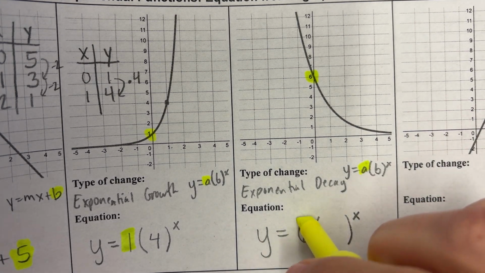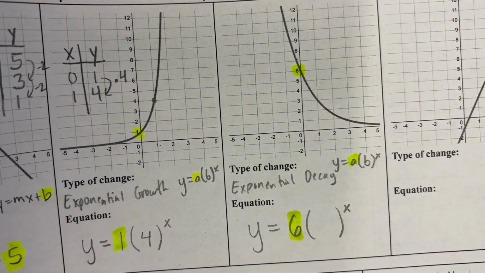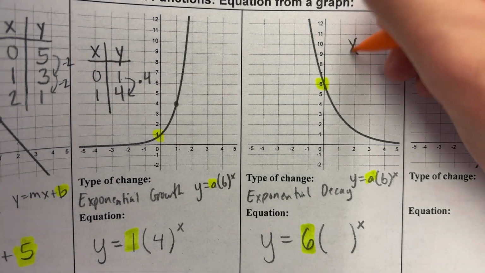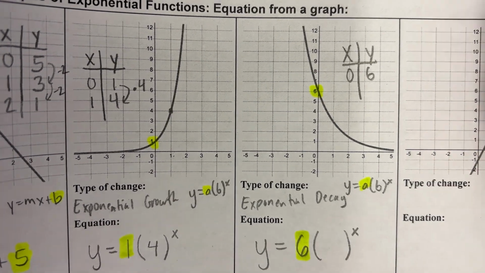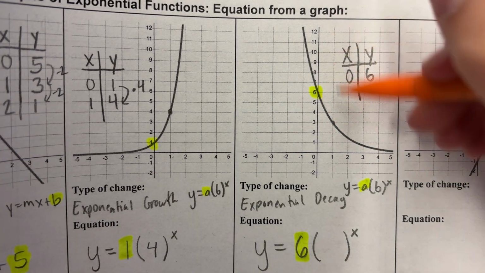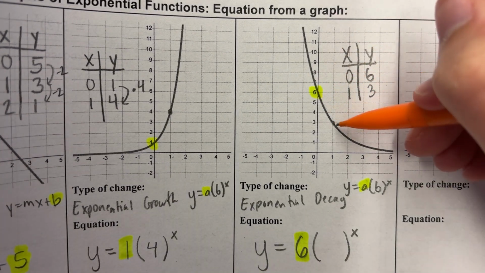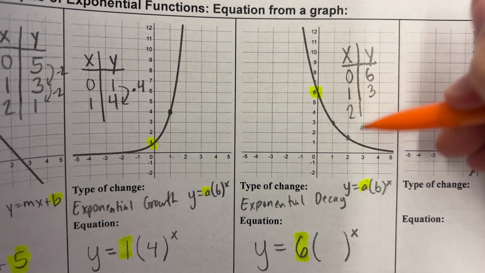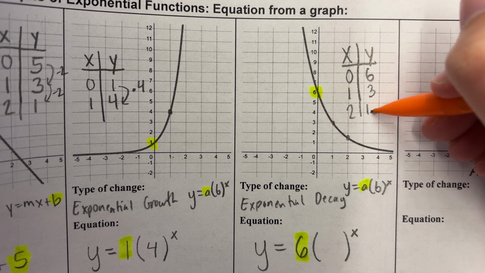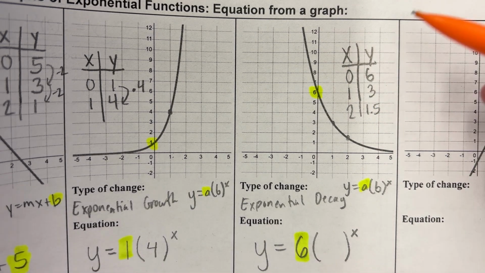So here's that y-intercept. Now, how is that 6 changing? Let's take a look. I'm starting at (0, 6), right? That's my y-intercept. What's next? Oh, look, this becomes (1, 3). And then here, oh, what's this? You know what this looks like? It looks like 1.5. Okay, what's happening here?